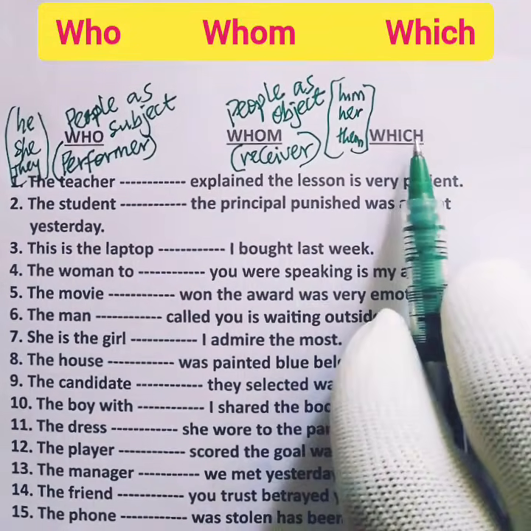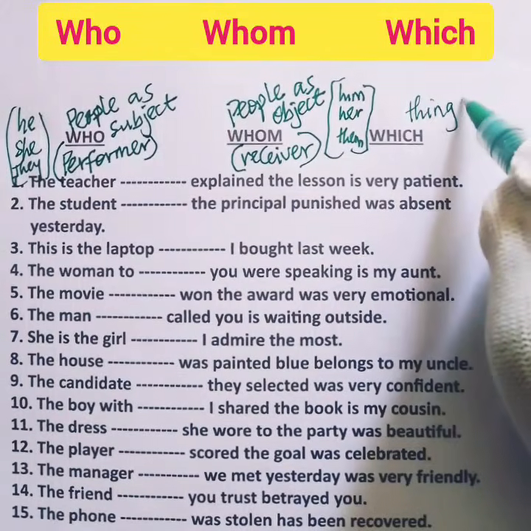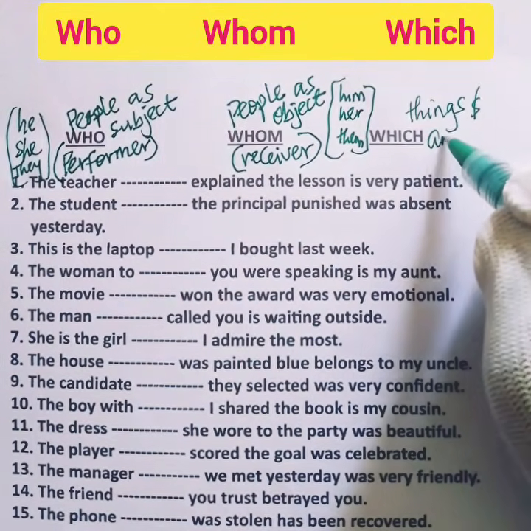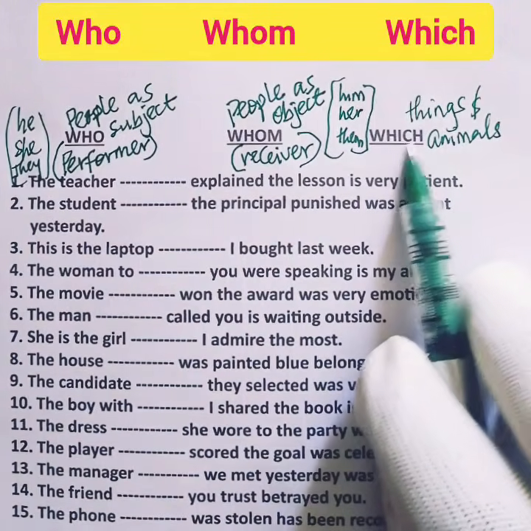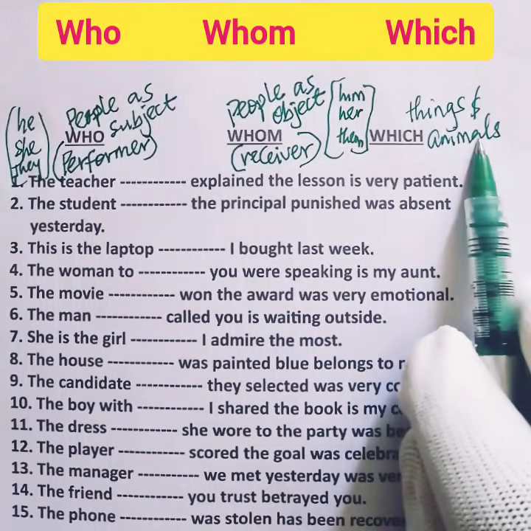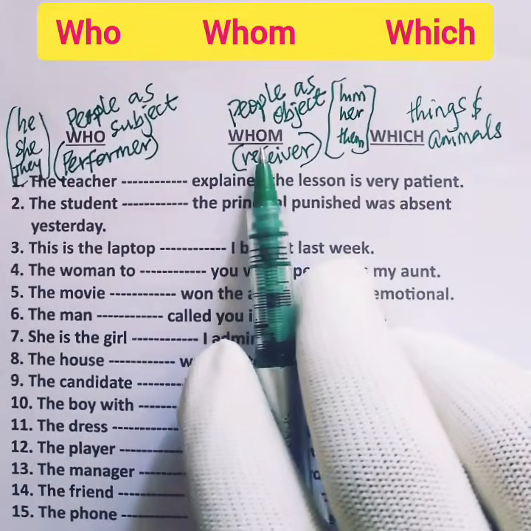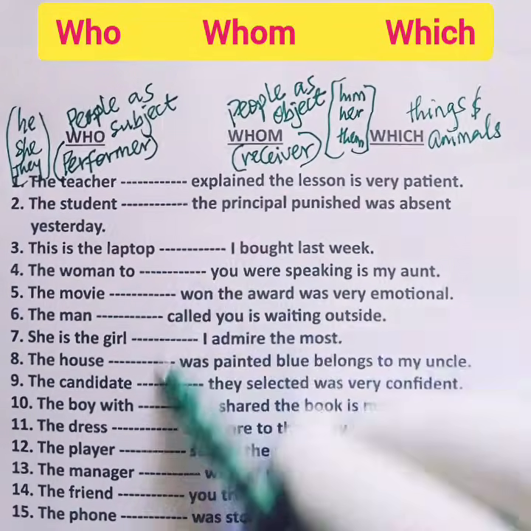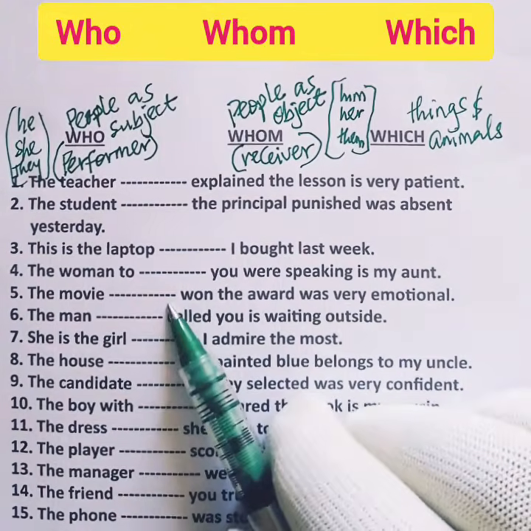We use which only when we are referring to things and animals. So which is not used for human, it is used only for things and animals, while whom and who are used for humans. Okay, if you don't still understand, don't worry. As we answer these questions, you will get more clarifications, okay?